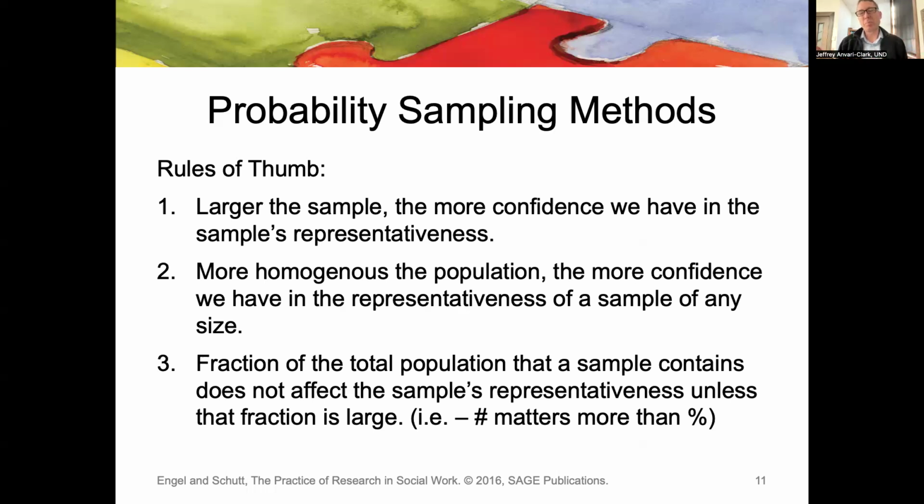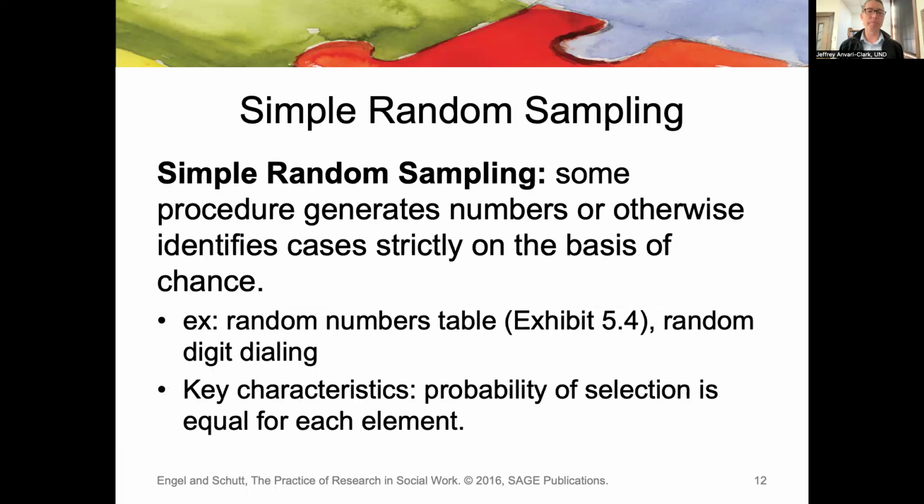And so just really more by chance that you actually found something. So there can be too large of a group. Now, when we're talking then about simple random sampling, this is where we use some procedure to generate a number or somehow identify cases based on chance.